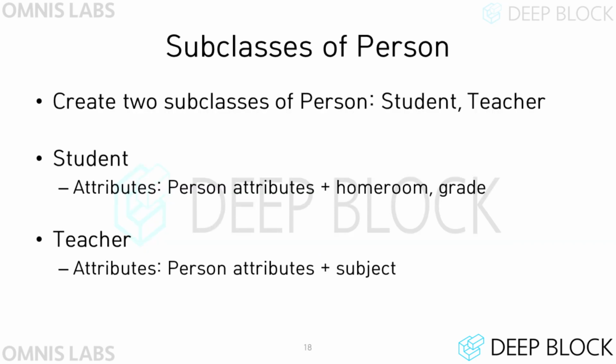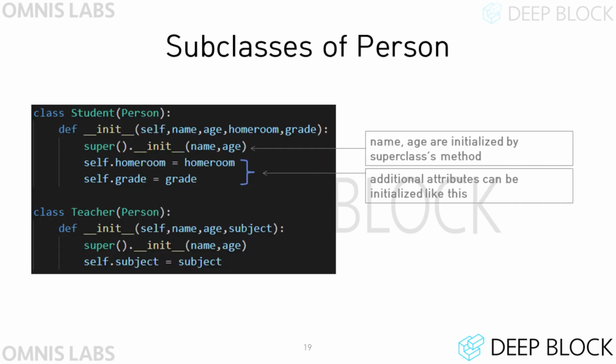Now, using the class person, we will implement child classes called student and teacher. Student and teacher have additional attributes in addition to the attributes of person class. Implement student and teacher classes with the new attributes in the slide. We can extend the person class and implement both classes as follows.